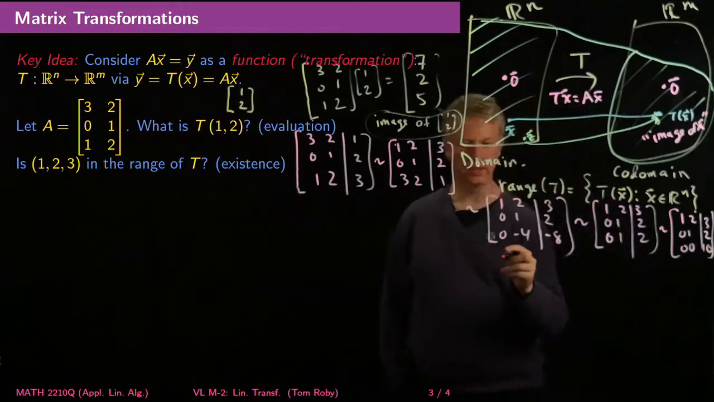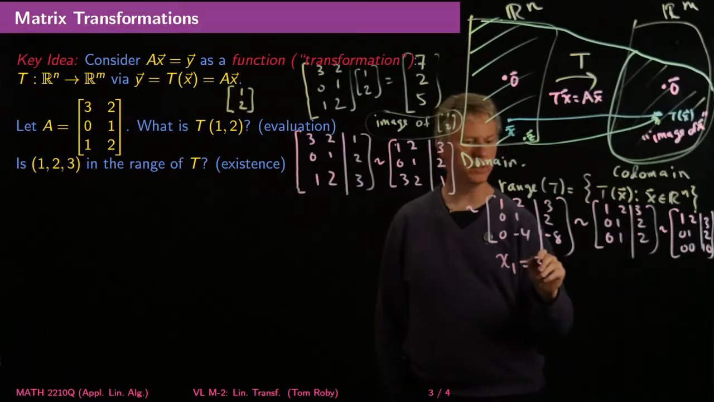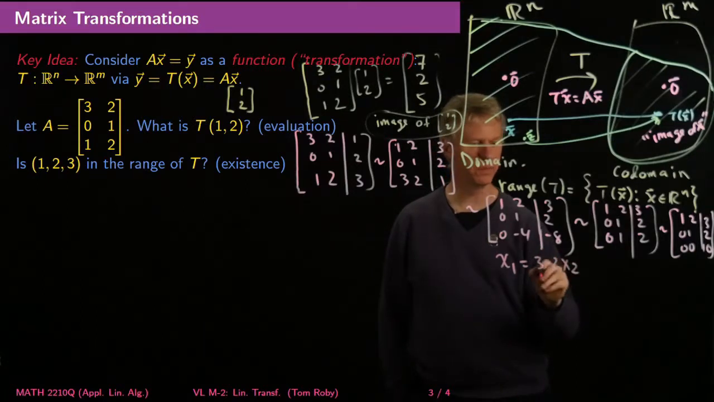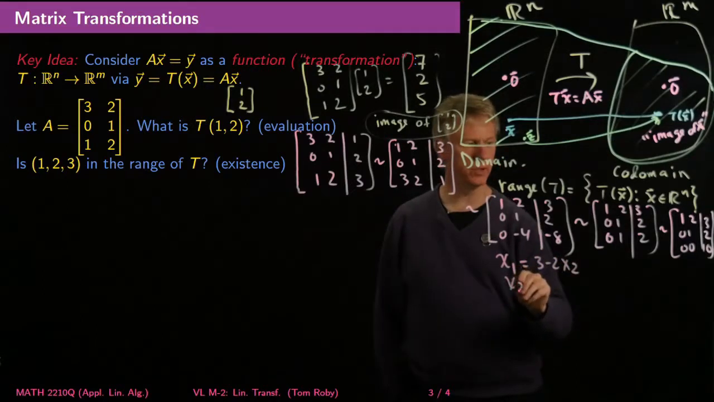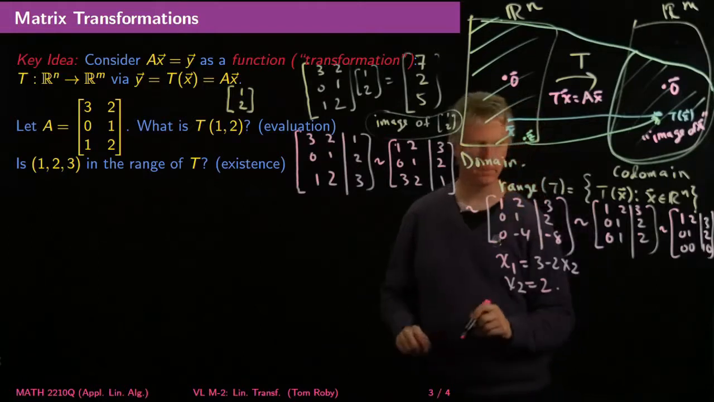So what do I get? So this means that x1 equals 3 minus 2x2, x2 is equal to... I didn't finish doing the row reduction.